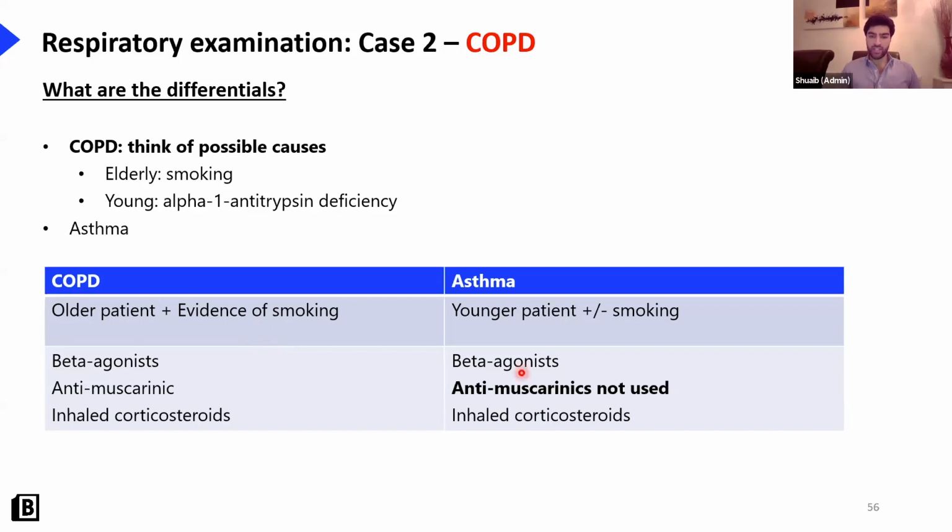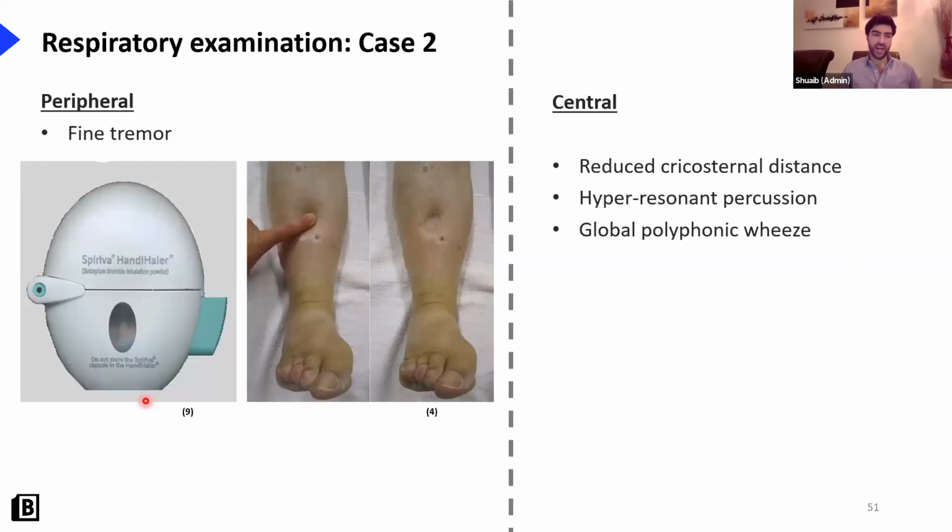The other thing that I wanted you guys to touch upon is in asthma, you don't use antimuscarinics, but in COPD you do. So if we go back to the case, you can see the guy had an antimuscarinic inhaler by the bedside, and that should have been a giveaway that this is not asthma. You don't usually use tiotropium in asthma. Also, heart failure is more typical of COPD, of course.